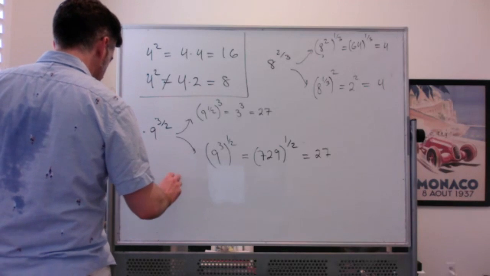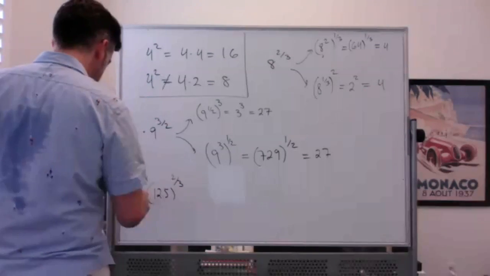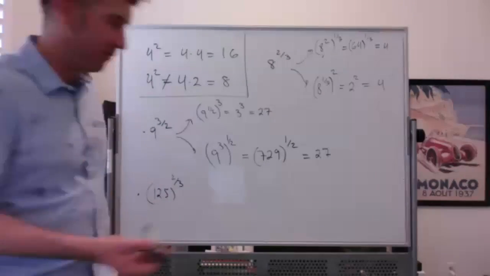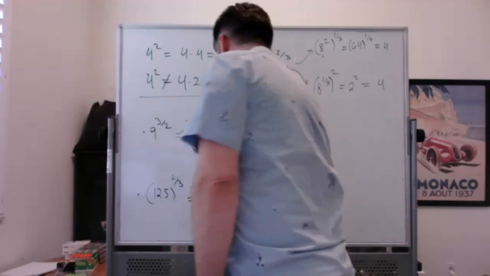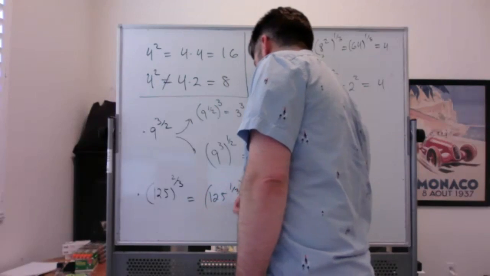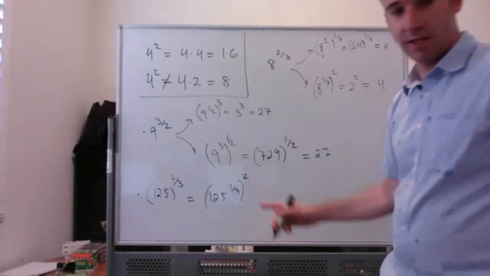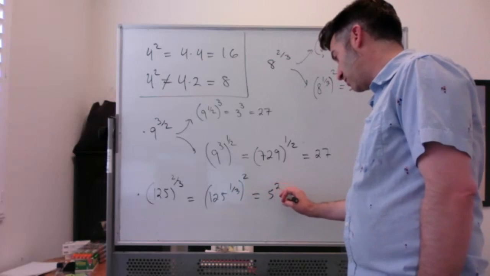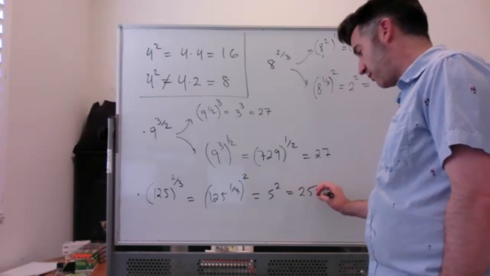So if I was doing something like 125 to the 2/3 power, and 5 cubed is 125, you would definitely want to do this as 125 to the 1/3 squared, because the cube root of 125 is 5, and 5 squared is 25.